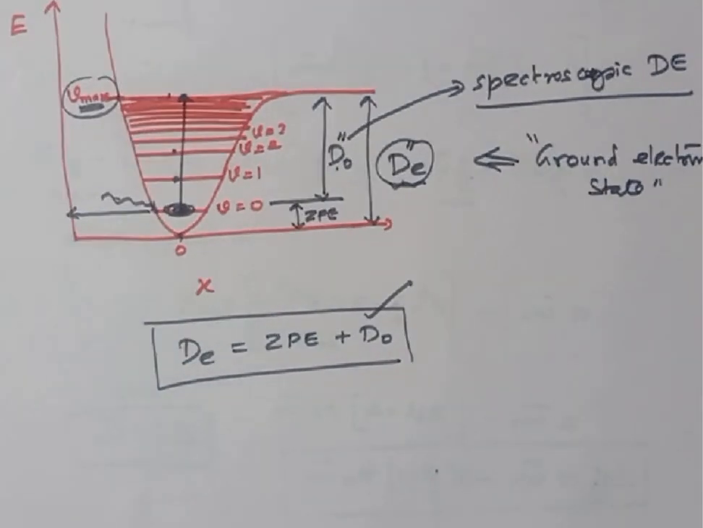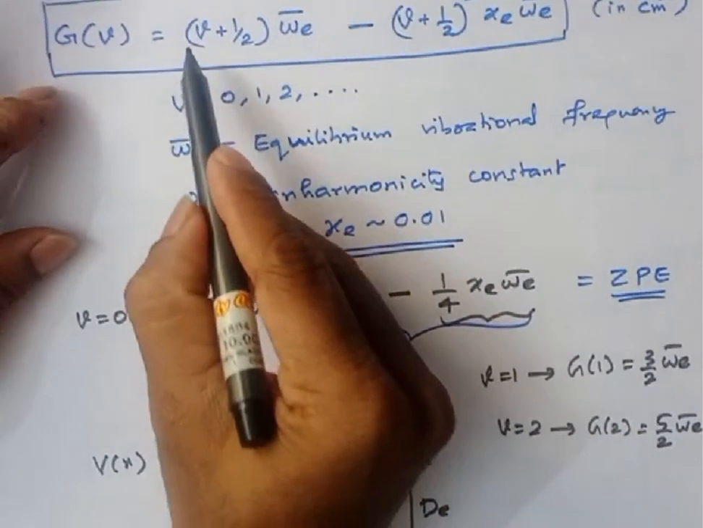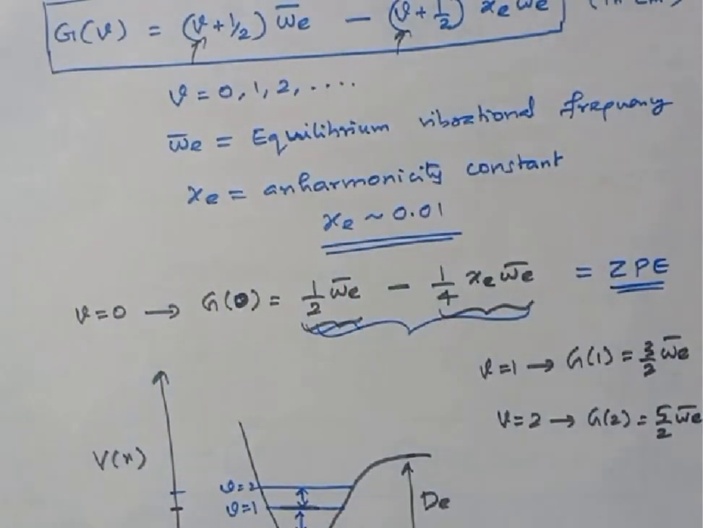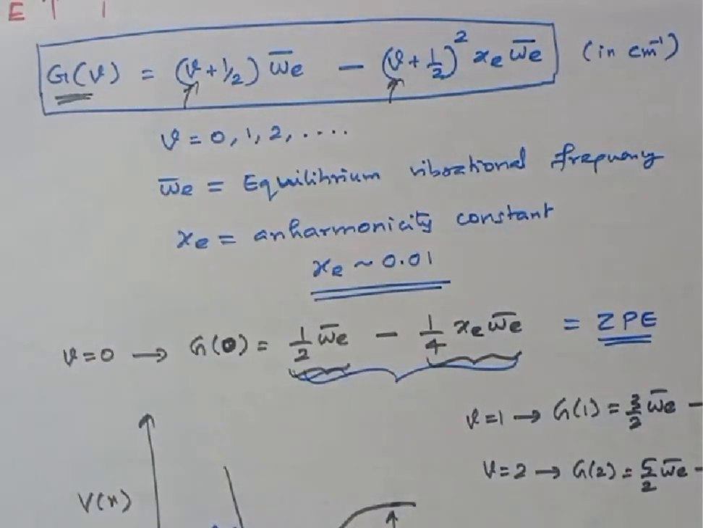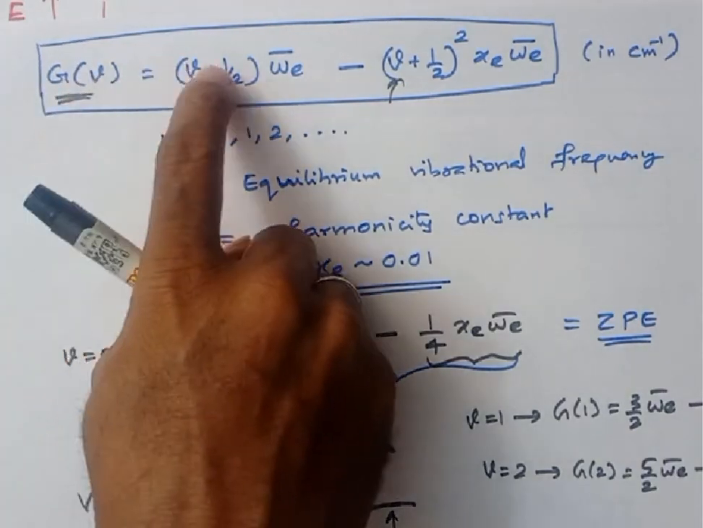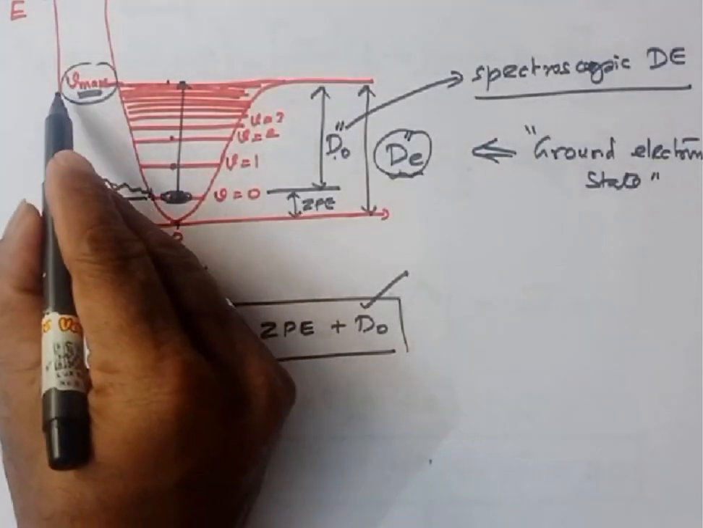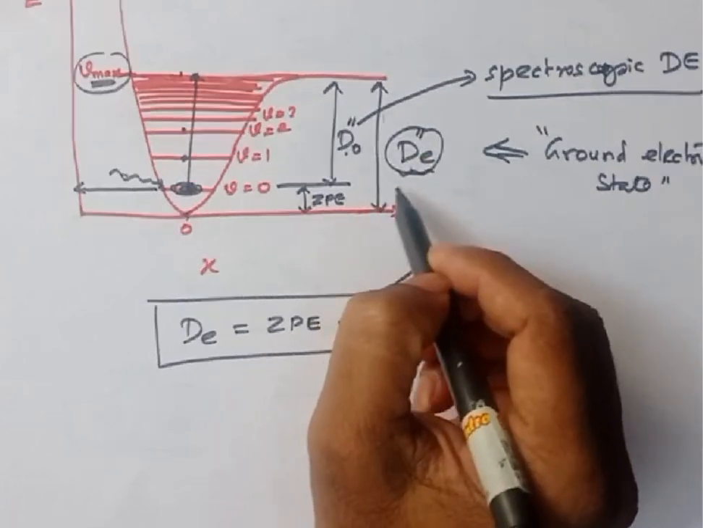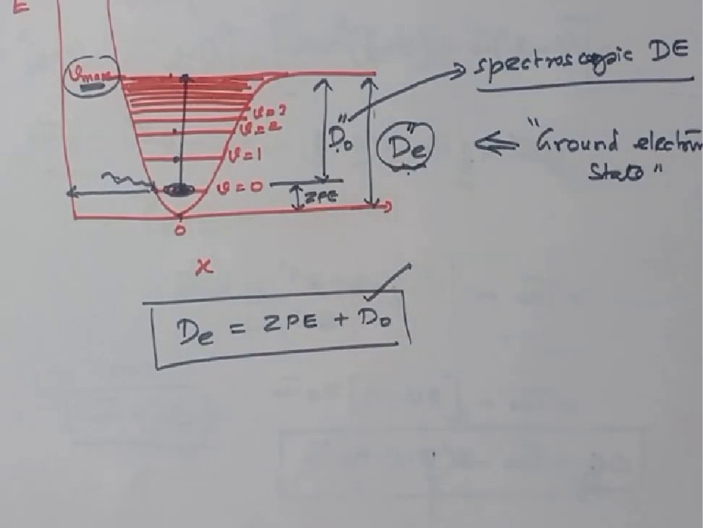Students, are you able to follow this? See what I am trying to say. You find out the value of Vmax and substitute that Vmax here. What we get is the vibration energy for the Vmax level, correct? The vibration energy for the Vmax level is the dissociation energy. That is nothing but the equilibrium dissociation energy.